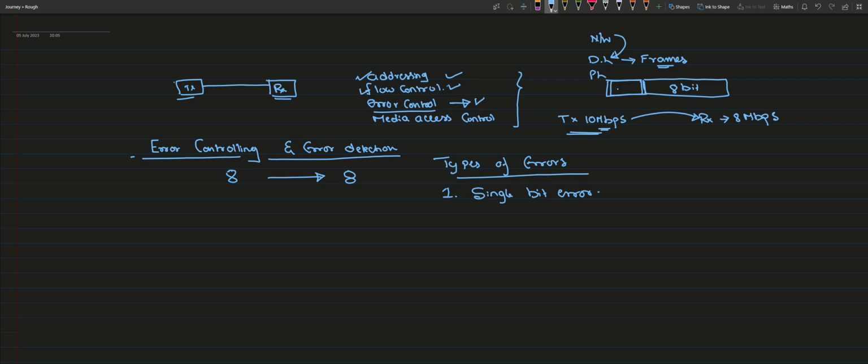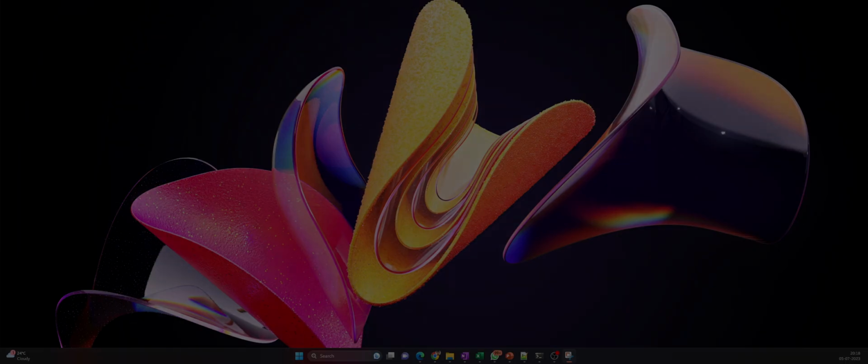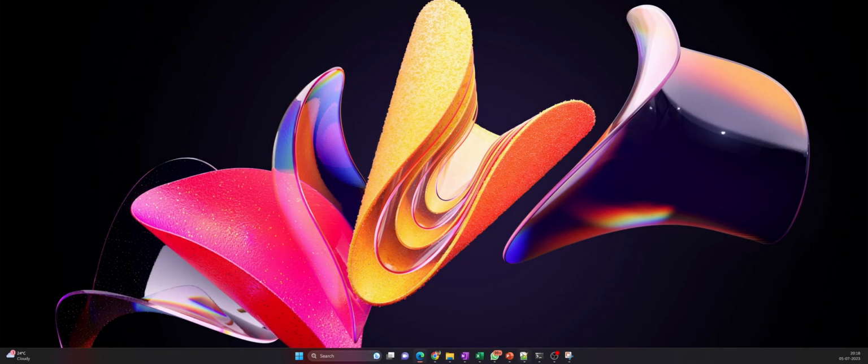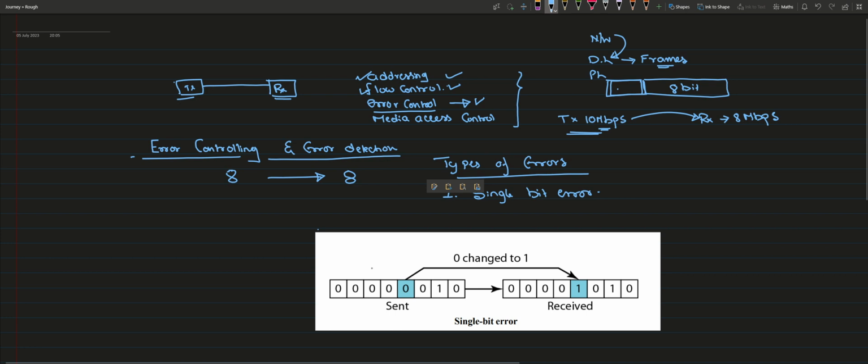The first type of error can be a single bit error. I can give you the screenshot of that. You see here, I transmitted 0 0 0 0 0 0 1 0, that is 2, 0x2. At the receiver, you see that a 0 changed to 1. Instead of 2, it became 0xA. So this is due to a single bit error. This is one type of error that may occur.